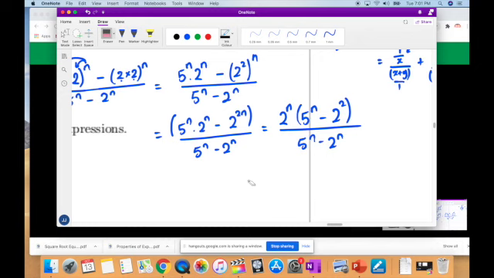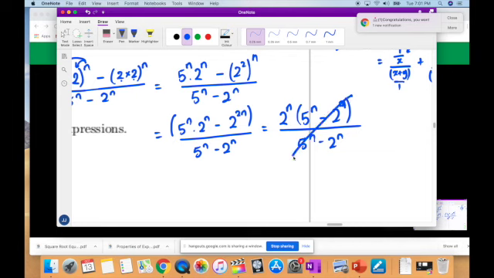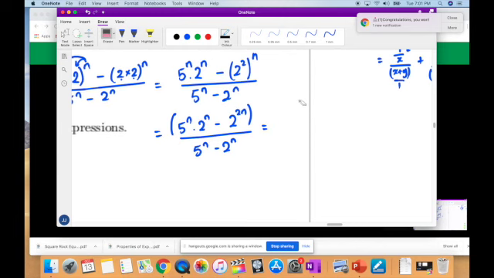Interesting. Because I'm trying to get these guys. If I could get 5 to the n and 2 to the n, then I could get these guys to cancel. If I could do that. So you guys seeing any way to do it?